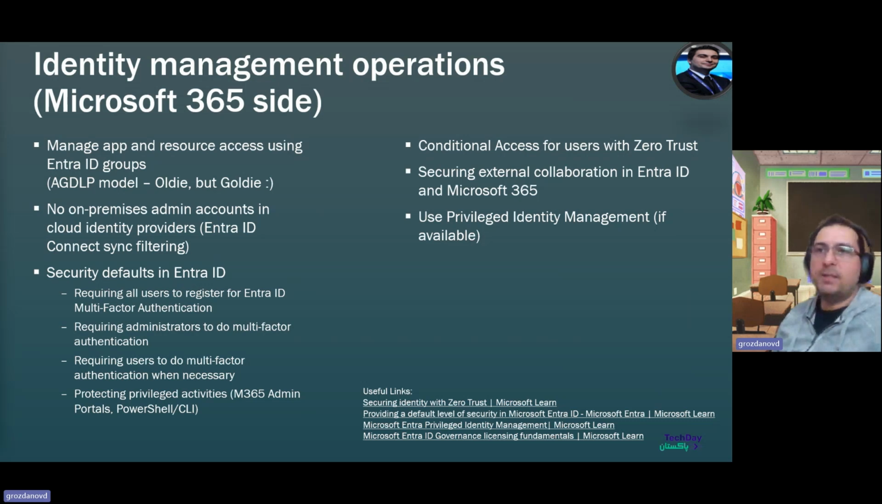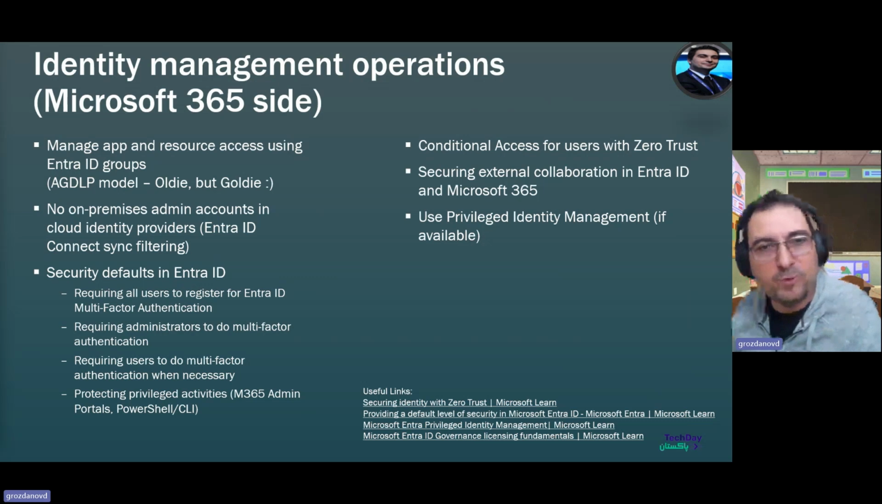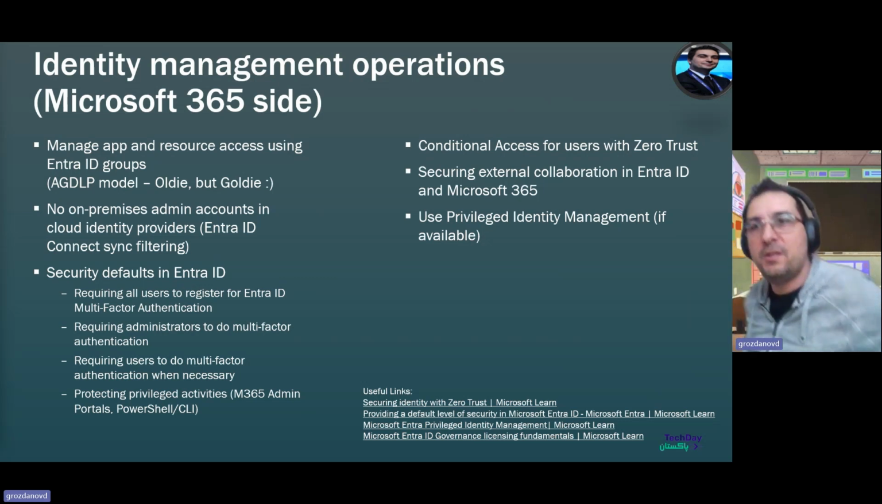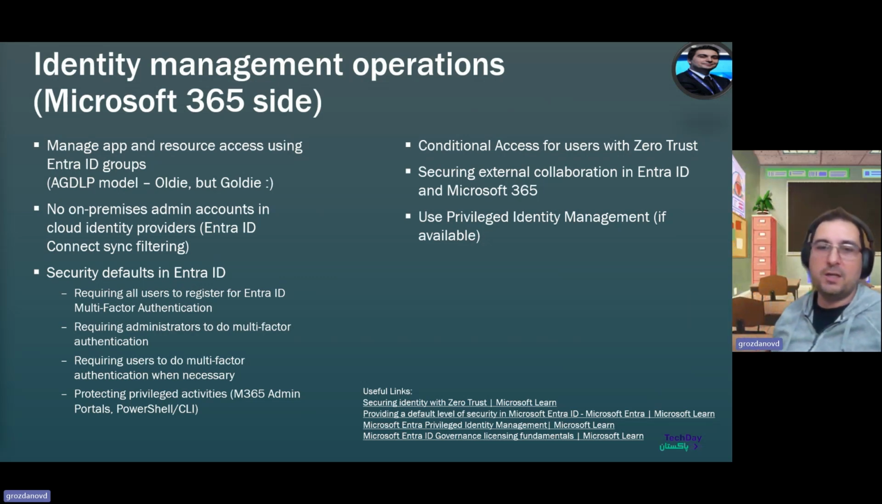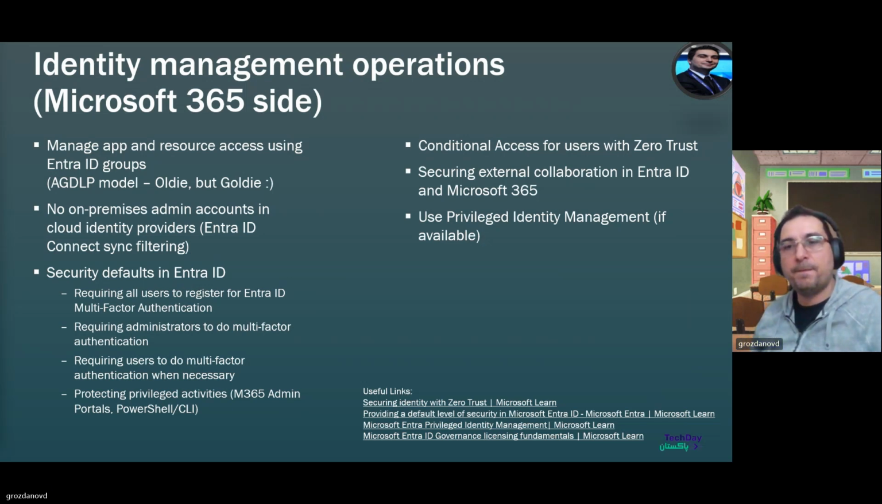Yeah, so I like the AGDLP model. It came out when Windows Server 2000 Active Directory was there, which actually is the acronym for accounts go into global groups, go into domain local groups, and then assign privileges, which in a nutshell is a way to say, do not directly assign privileges, like the role-based access control model, to the accounts. You set them up in security groups and then assign them privileges.